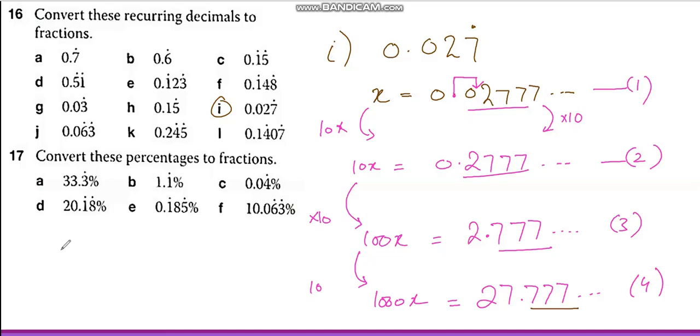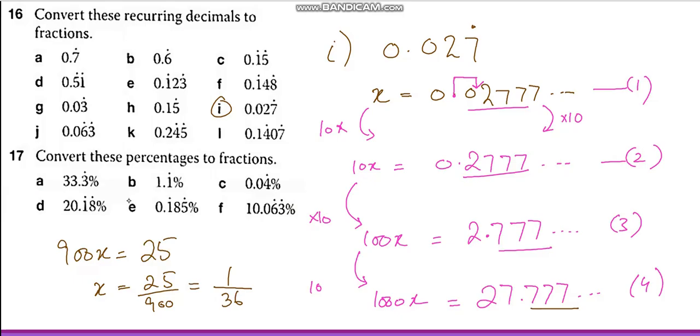So on the left side, we will get 900x, and on the right side, we will get 25. If we divide both sides by 900, we get 25 over 900. And if we divide by the highest common factor, which is 25, we get 1 over 36.